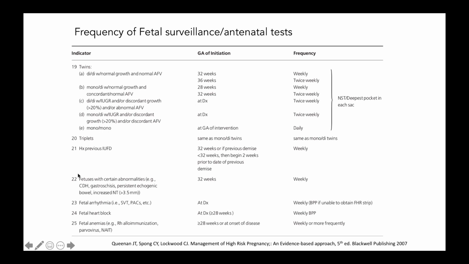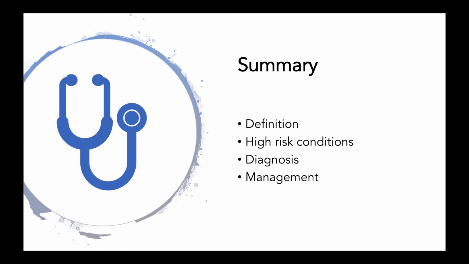Okay, so for fetuses with certain abnormalities such as CDH, gastroschisis, persistent echogenic bowel, or increased nuchal translucency, then the fetal surveillance test can be initiated at 32 weeks, and the frequency will be weekly. Okay, and all the rest, you can just refer to this table. So that's it for my lecture.